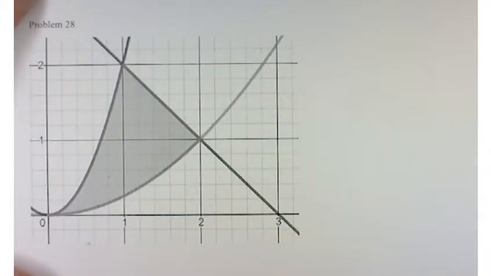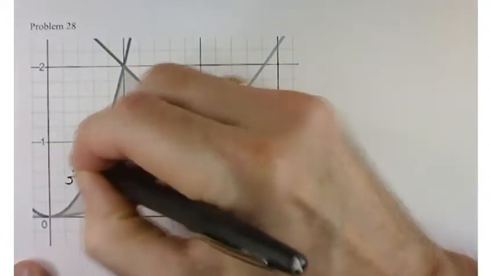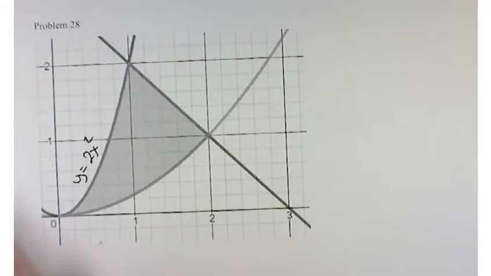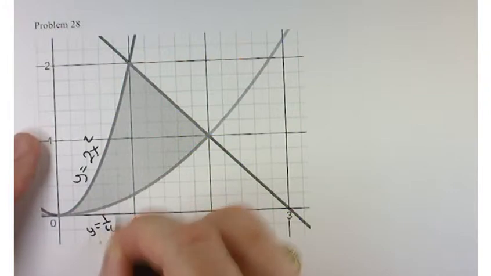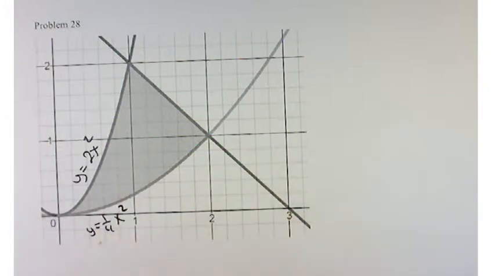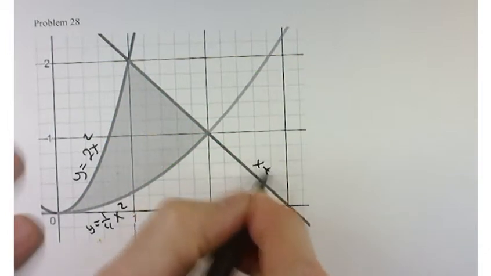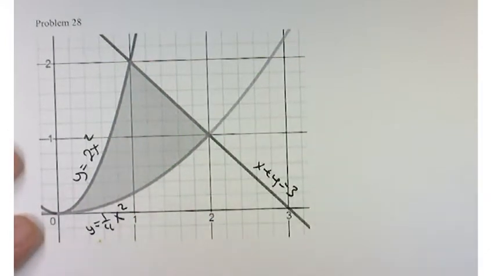Now, let's see if we can plug in all our functions here. This one is y equals 2x squared. This one is y equals 1 quarter x squared. And this is x plus y equals 3.